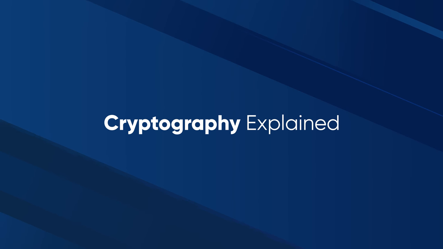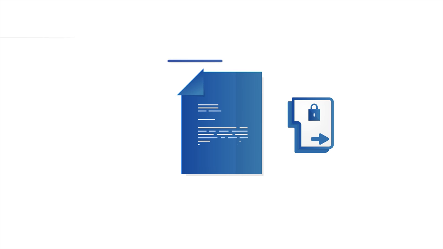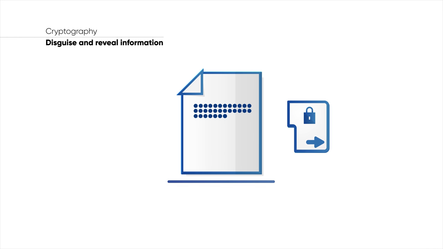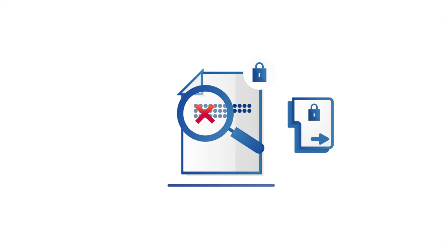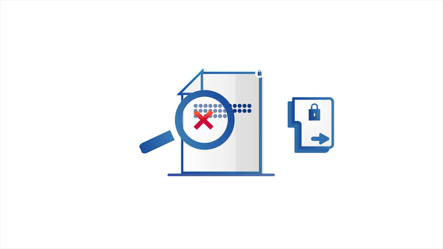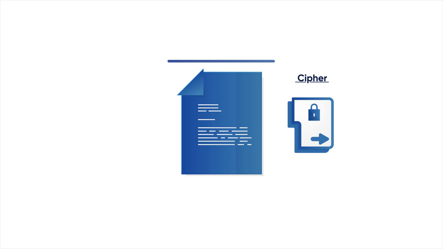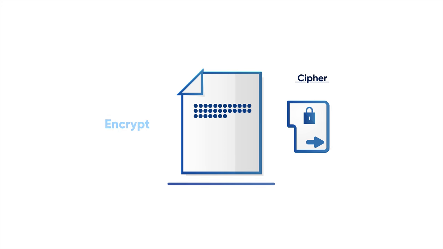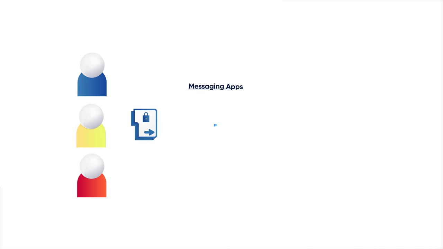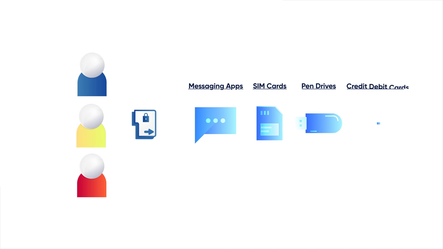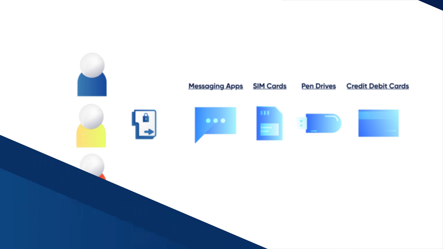Cryptography Explained. Cryptography is the method of disguising and revealing information through complex mathematics. Any piece of information can be encrypted, making it impossible to read except for by the intended recipient. The encryption is done by an algorithm called a cipher, which is also needed to decrypt it afterwards. A lot of people actually use encryption on a daily basis, mostly without realizing it. For example, many messaging apps, mobile phone SIM cards, pen drives, and credit or debit cards use encryption.